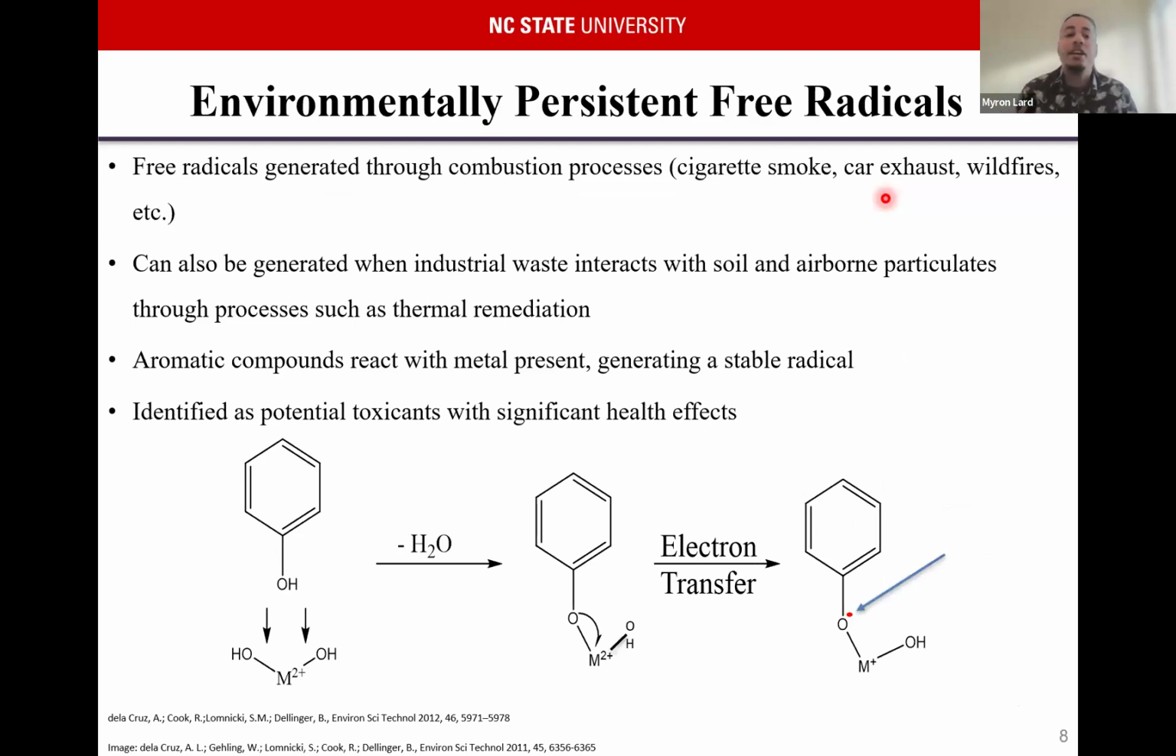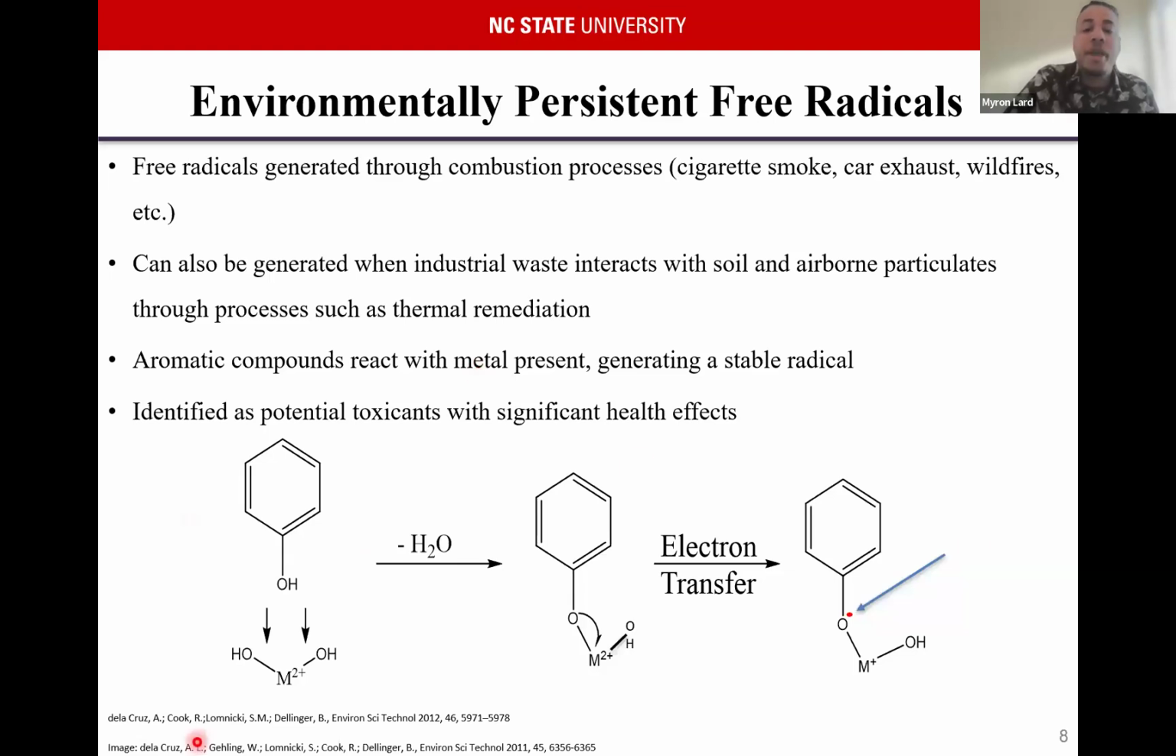And now we'll talk about environmentally persistent free radicals. These are free radicals that are typically generated through combustion processes like cigarette smoke and wildfires. But they're also generated through industrial processes when soil and airborne particulates interact with the waste streams that are generated through thermal remediation. These typically happen when aromatic compounds react with the metal present, generating a stable radical that has been identified as a potential toxicant, and it has significant health effects.